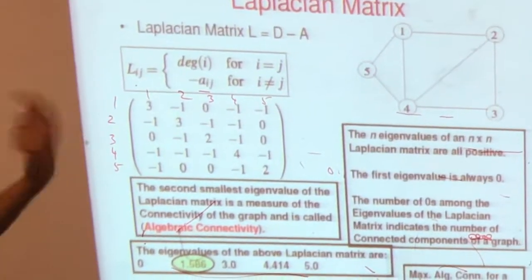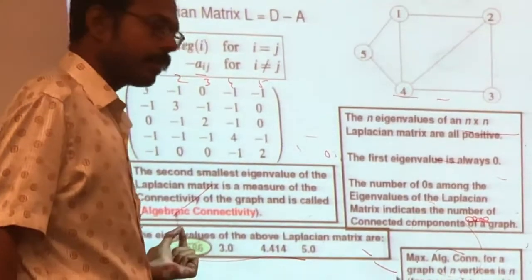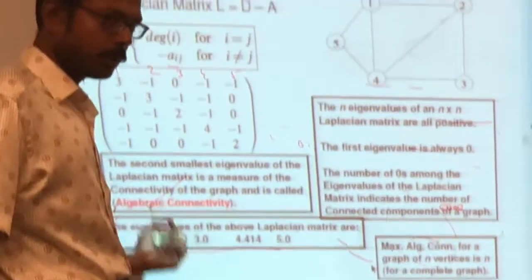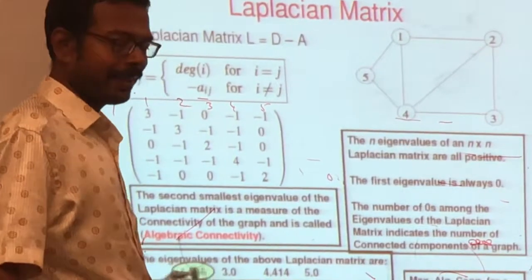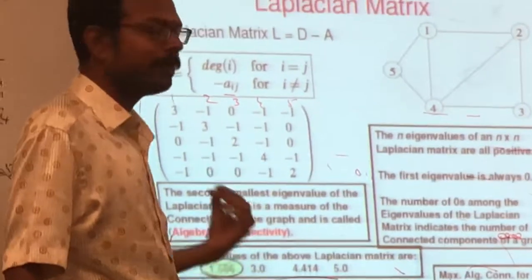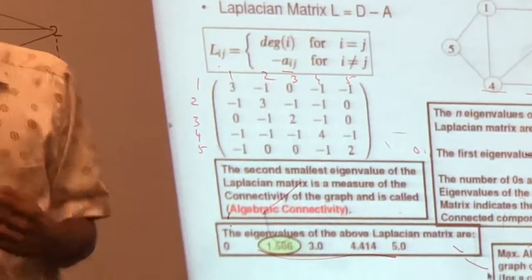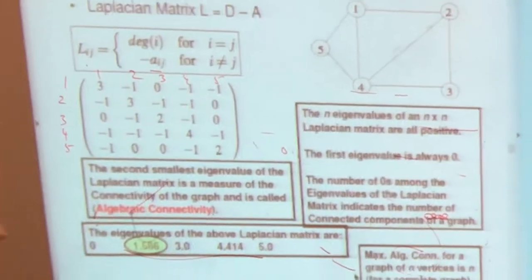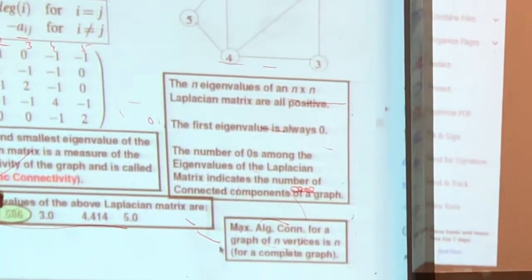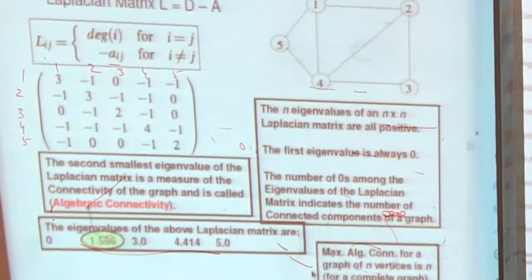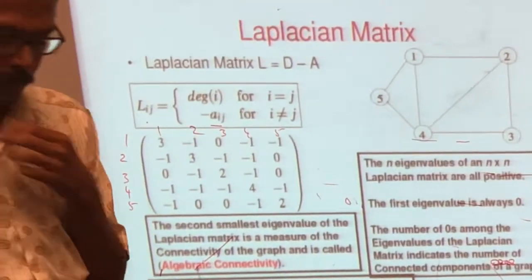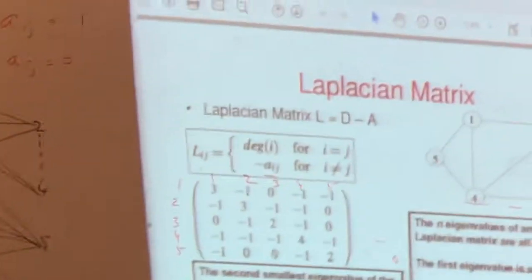Is that clear? Then the smallest positive value greater than 0, the smallest non-zero positive eigenvalue, which is 1.586 here, is what is called the algebraic connectivity of this graph. So the smallest positive eigenvalue of the Laplacian matrix is called the algebraic connectivity of the graph. 0 won't count. 0 will not count. 0 is, as I said, non-zero. Okay, smallest non-zero positive eigenvalue of the Laplacian matrix.